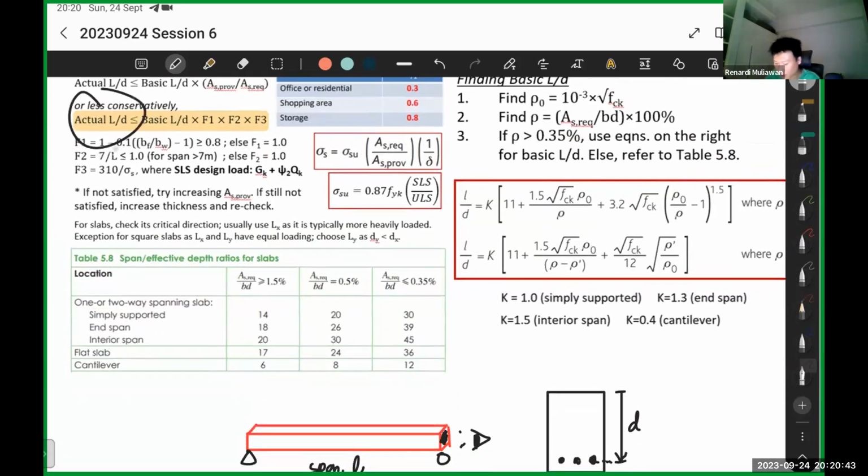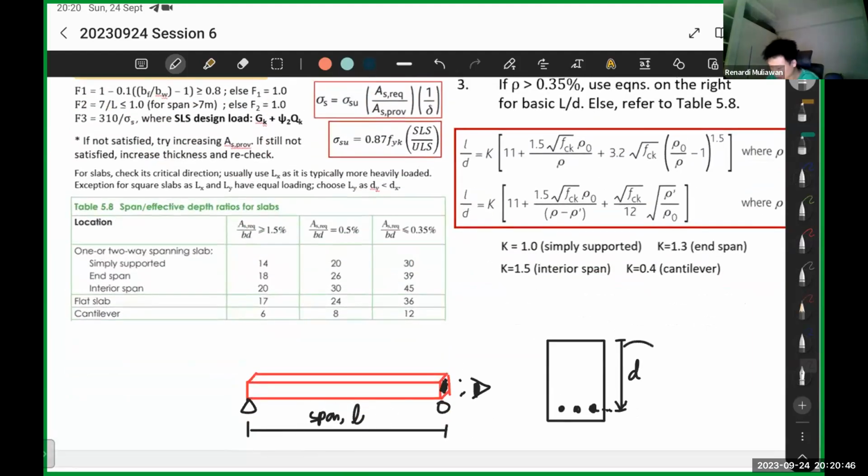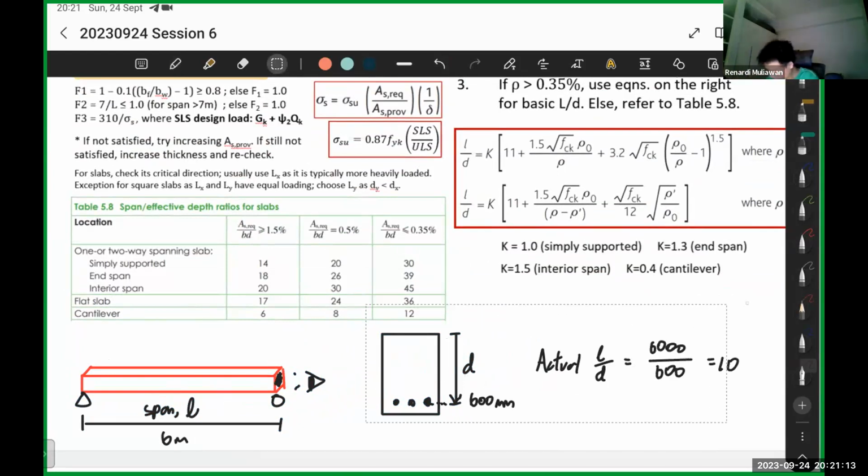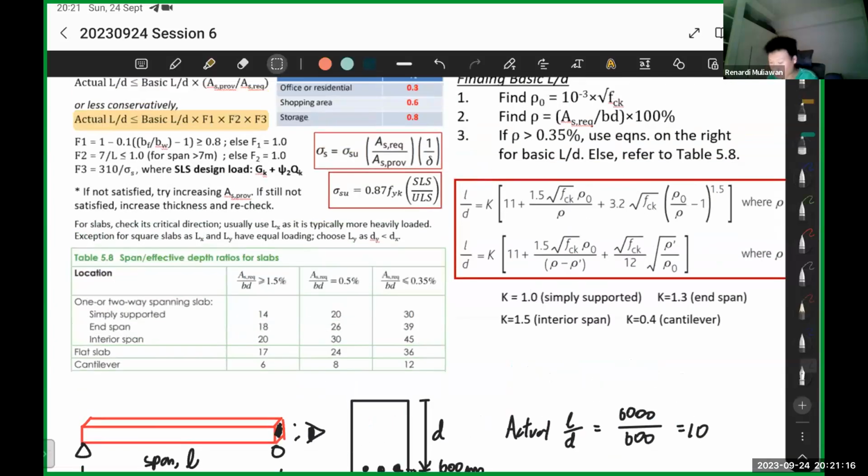So actual L over d, basically you just divide this with this. It's that simple. Make sure the units are the same. Let's say this is 6 meters and this one is 600 millimeters. Then you need to do 6,000 divided by 600, so it's 10. You must make sure the units are the same. So that's the actual L over d.